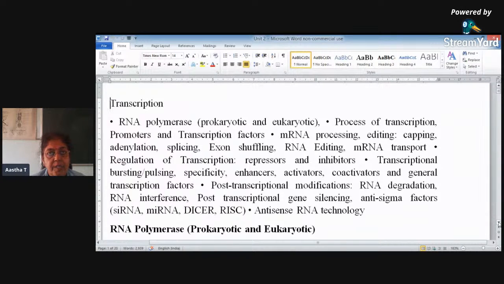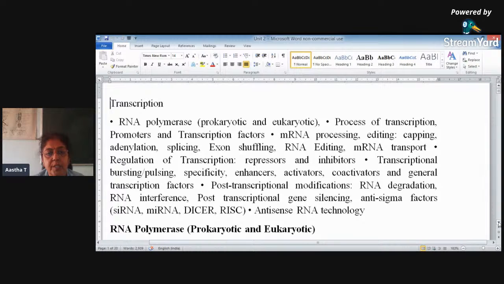Prokaryotic transcription is very simple, but eukaryotic transcription involves mRNA processing, editing, capping, adenylation, splicing, exon shuffling, RNA editing. Once the mRNA is formed, the mRNA is transported from the nucleus to the cytoplasm.